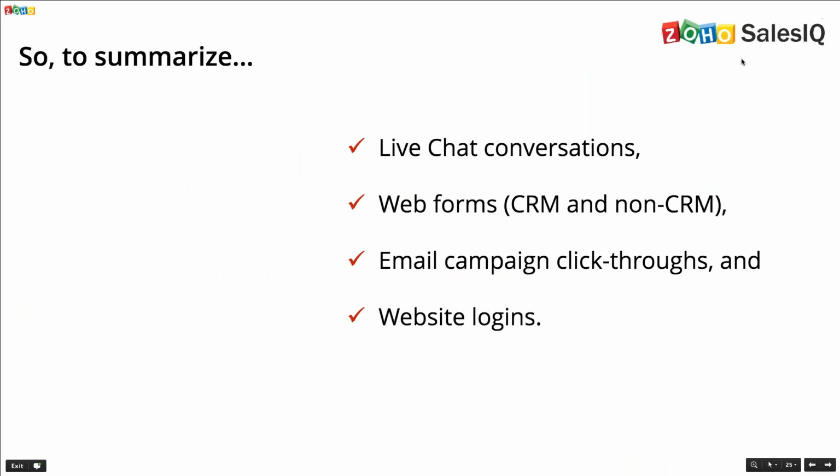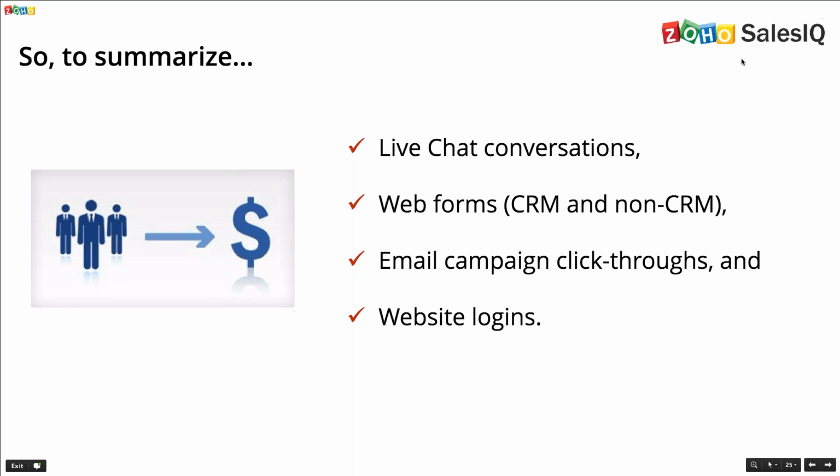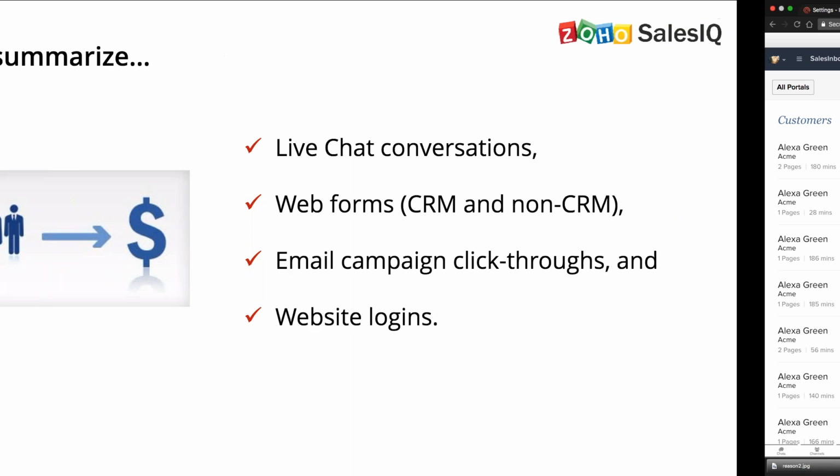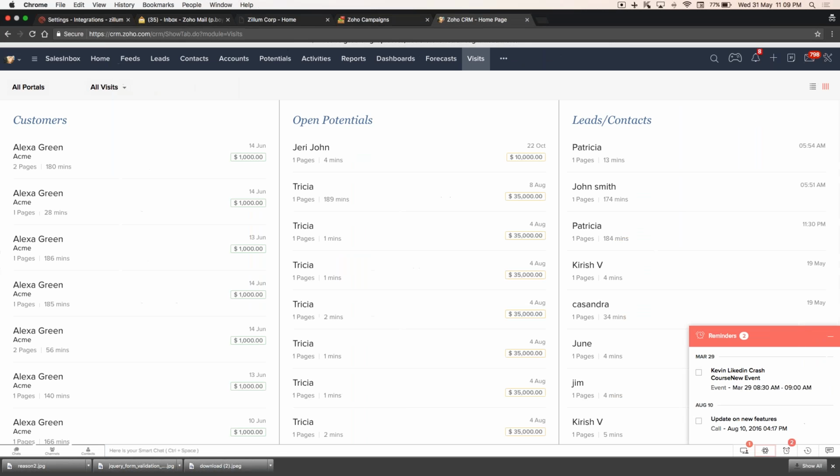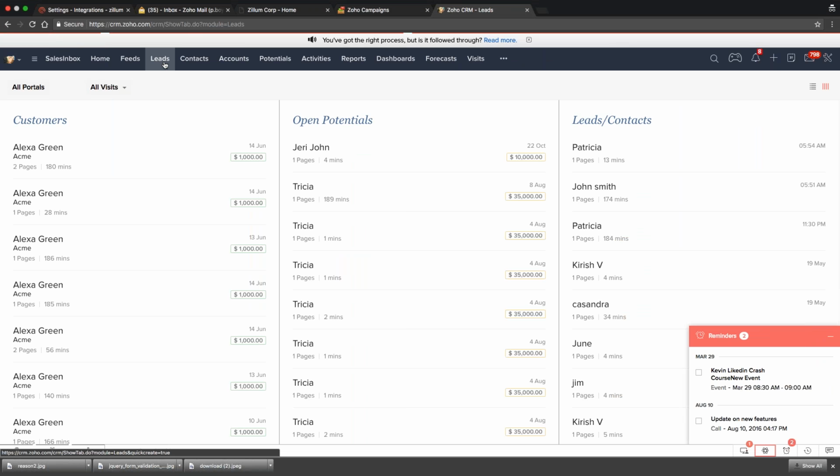So, like I said before, for the visits tab to be populated, you need to deploy any one of these four systems. Live chat conversations help you generate leads, web forms help you generate leads, email campaigns, and website login, they all help you identify existing leads. Once SalesIQ finds out who they are, it's going to look up in CRM to see if they are there. If the email address matches, it's just going to update their information inside their profile.